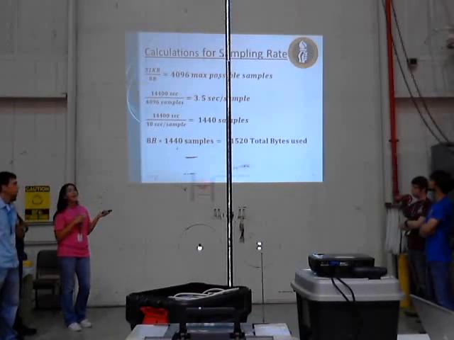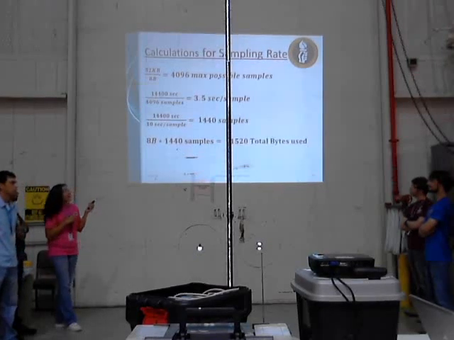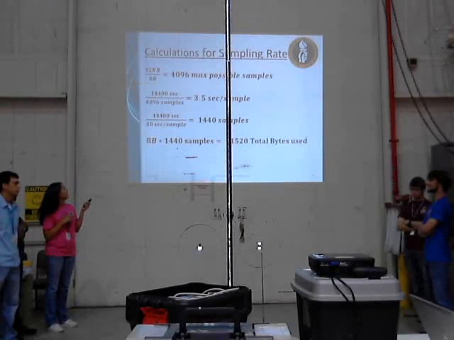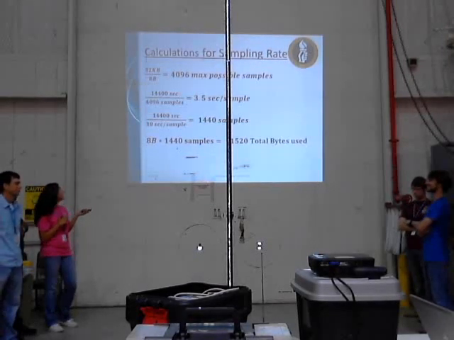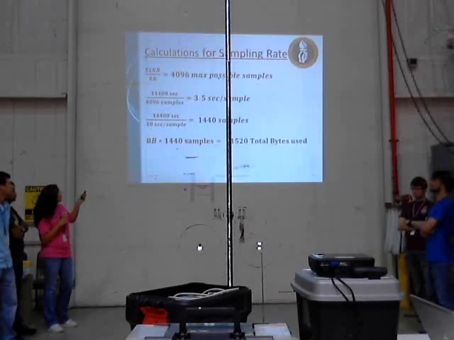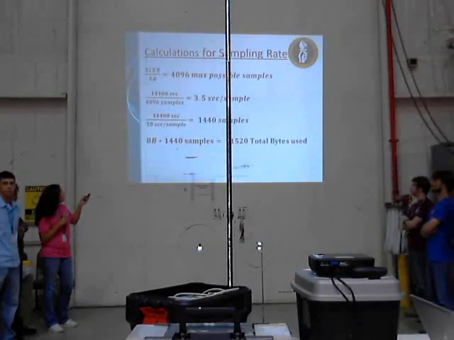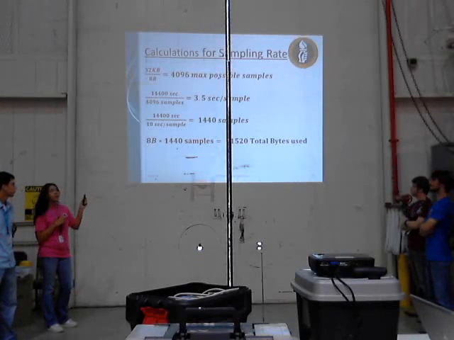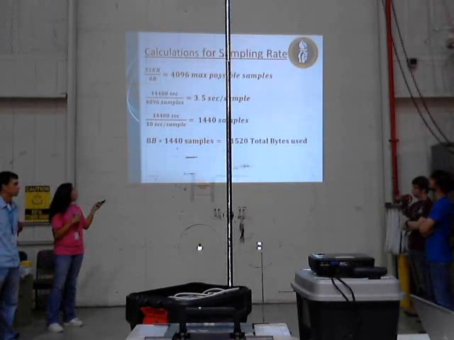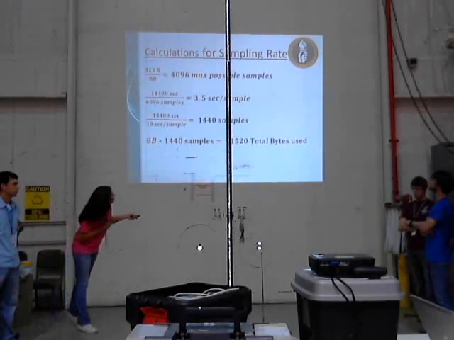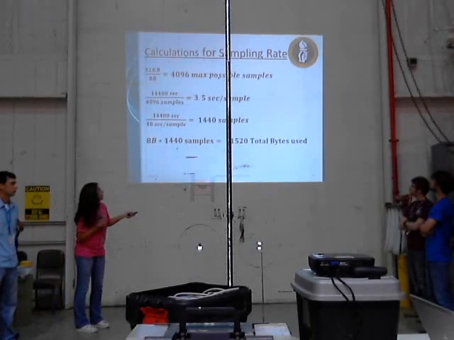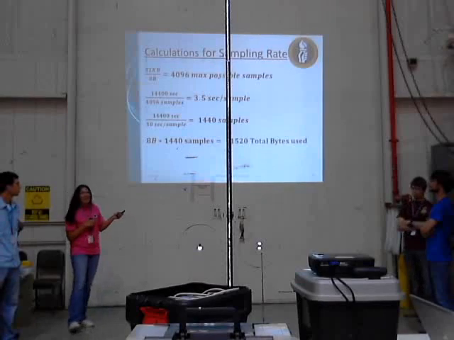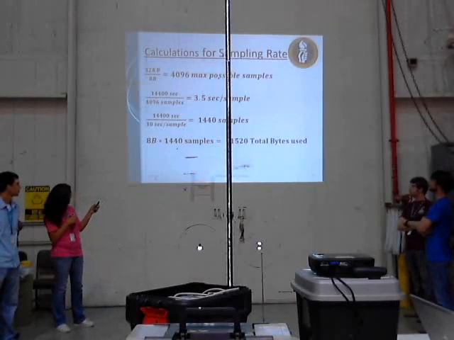We're using a 32 kilobyte EEPROM, so the maximum possible samples we can take is 4,096, and we use that over a 4-hour period. We're going to be taking 1,440 samples altogether, which will total up to, I think that's supposed to be 11,520, but it went away.